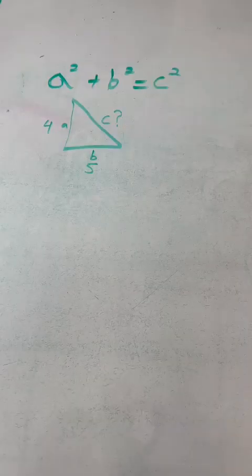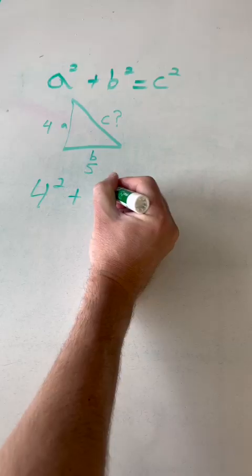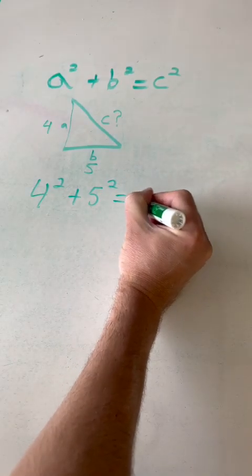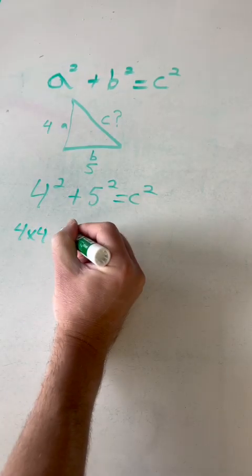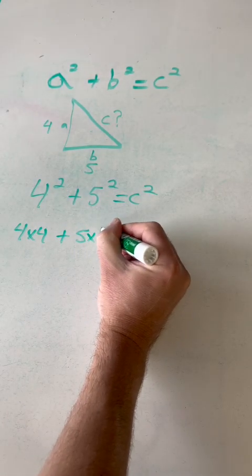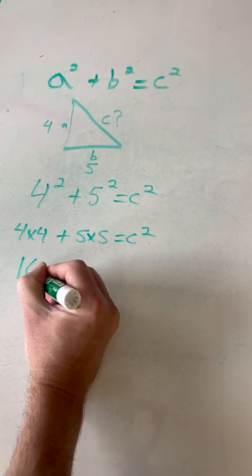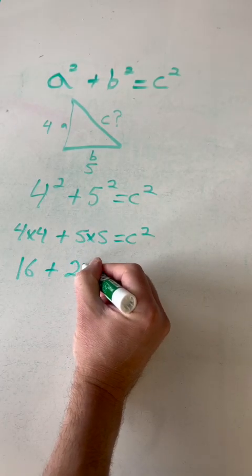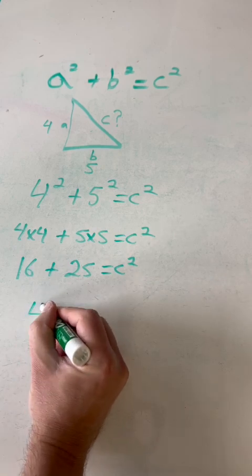Okay, let's say we are trying to find what side C is. So if side A is 4 and side B is 5, we put that into the equation, so it will look like this. 4 squared plus 5 squared equals c squared. Next, we would square these two, which means I'm going to go 4 times 4 plus 5 times 5 equals c squared. We now multiply. 4 times 4 is 16, and 5 times 5 is 25. All that's left to do now is add the 16 and 25, which is 41.